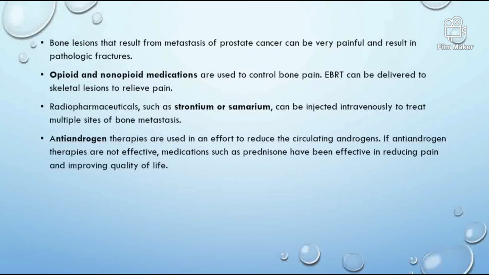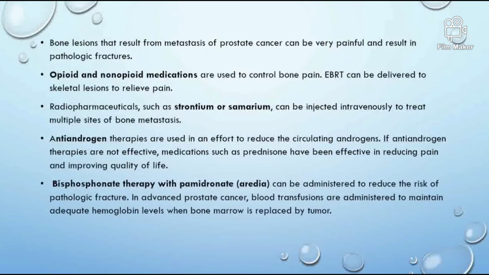Another is anti-androgen therapy, used in an effort to reduce circulating androgens. If androgen therapies are not effective, medications such as prednisone have been effective in reducing pain and improving quality of life. And next is bisphosphonate therapy with pamidronate or Aredia, which can be administered to reduce the risk of pathologic fracture. In advanced prostate cancer, blood transfusions are administered to maintain adequate hemoglobin levels when bone marrow is replaced by tumor.